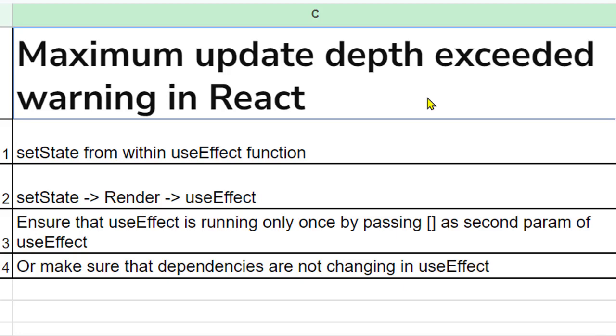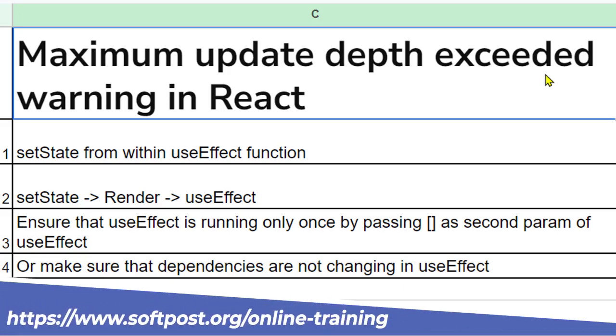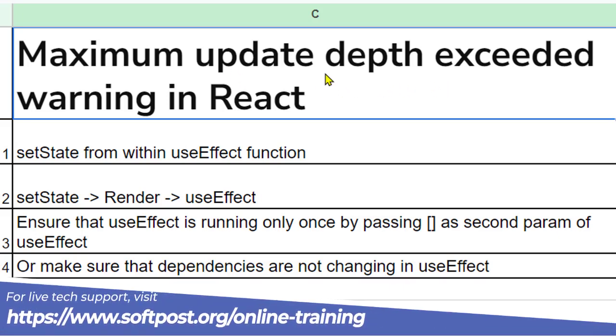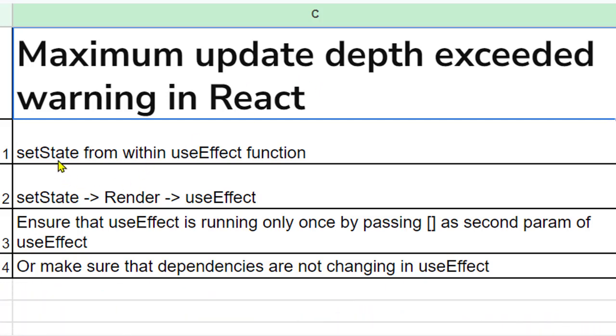In this video, I will explain why this error occurs in React: Maximum update depth exceeded. First of all, I will explain why this error occurs, and then I'll tell you how you can fix this error. The reason why this particular error occurs is because you're calling setState from within the useEffect function.